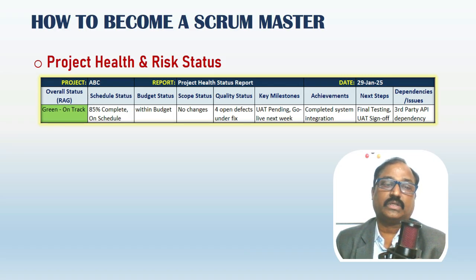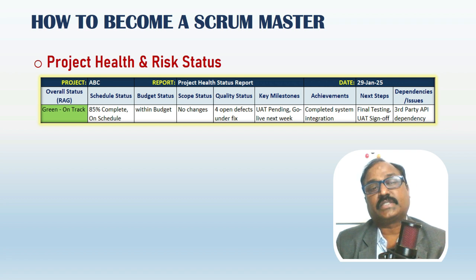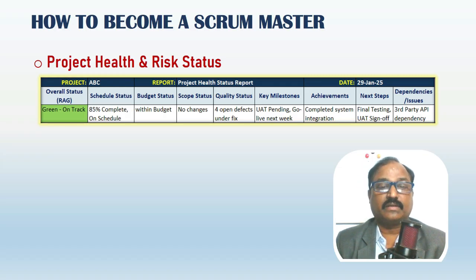Scope status, we mention if there are any changes to the scope. Quality status shows the defect status, testing status, deliverables, quality feedback. Key milestones, we show here the status of the key milestones like completed, in progress, delayed. Achievements since last report, we mentioned key accomplishments here.